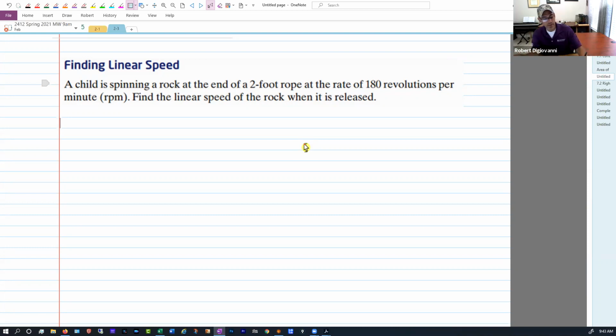So let's draw a picture. Let's just imagine the rock is moving along, right? They didn't tell us which way it's traveling, but let's just assume it's traveling in this direction, going around. Now we know that the velocity is equal to s over t, right? All we're given though is the radius. We know that the distance from here to here is going to be 2 feet.